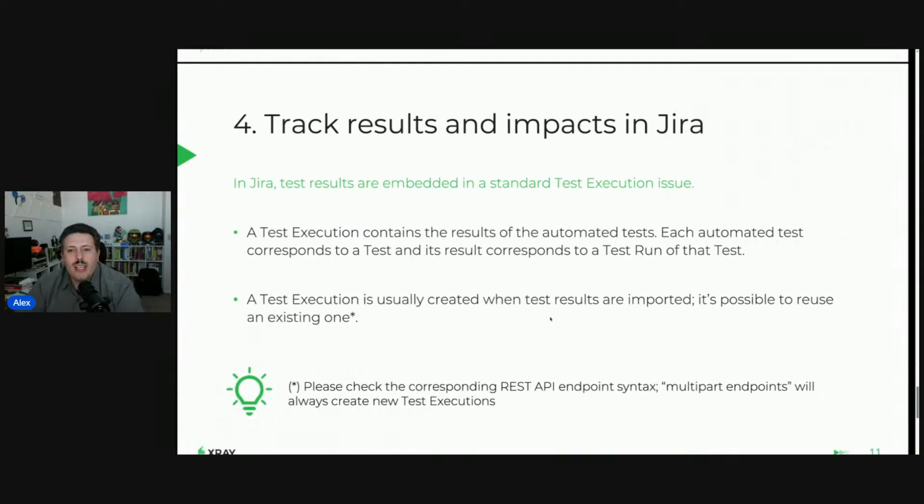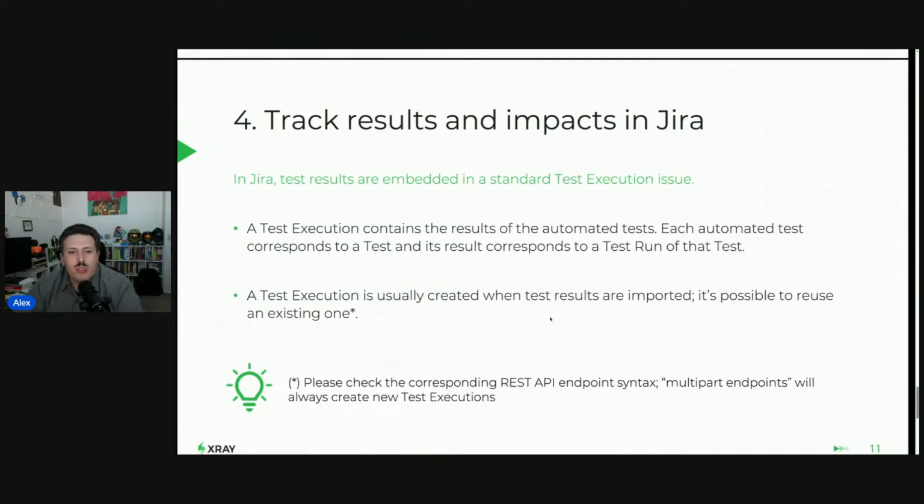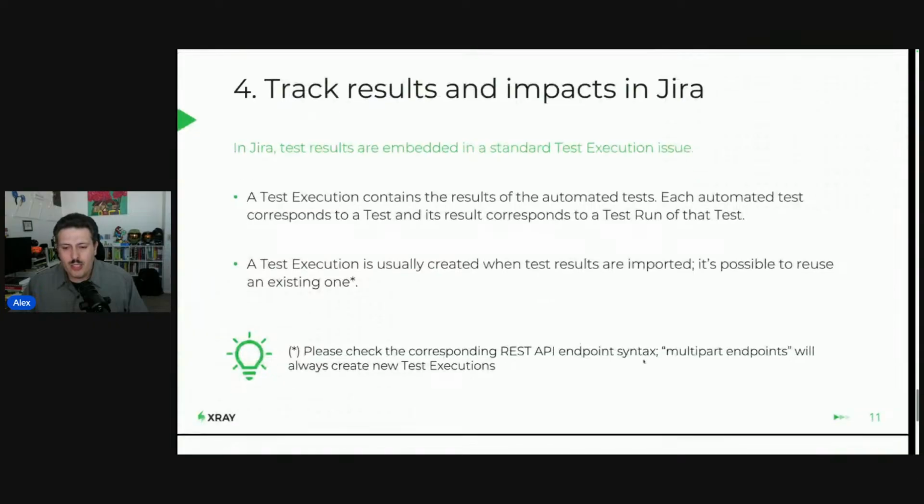Track results and impacts in Jira. So in Jira, test results are embedded in a standard test execution issue. A test execution contains the results of the automated test. Each automated test corresponds to a test, and its result corresponds to a test run of that test. A test execution is usually created when test results are imported. It's possible to reuse an existing one. Please check the corresponding REST API endpoint syntax. Multi-part endpoints will always create new test executions.